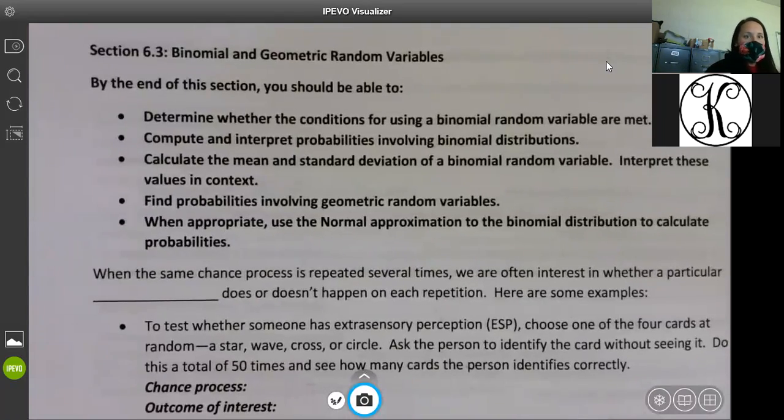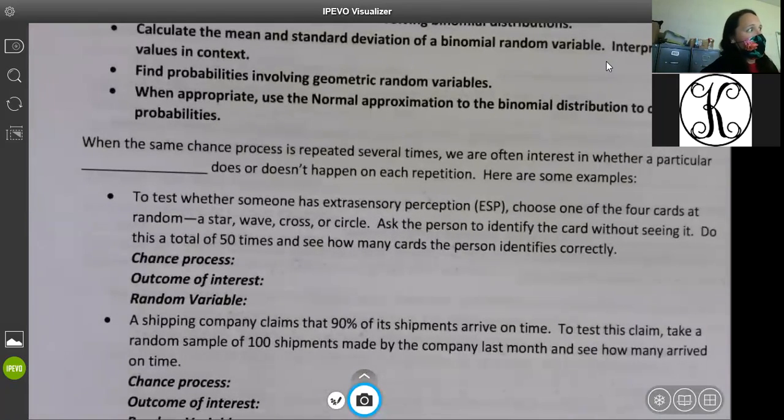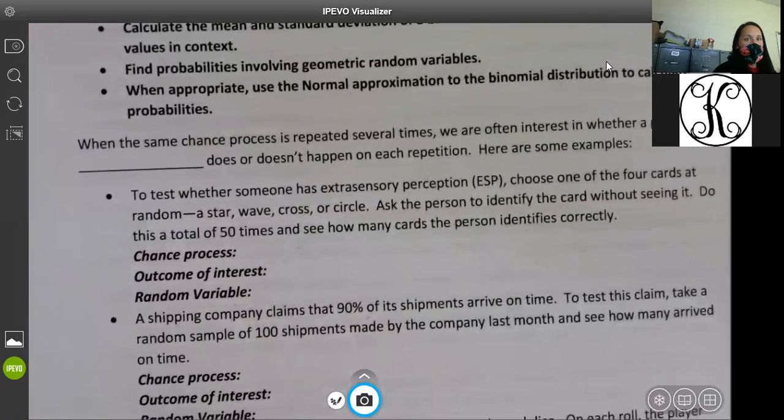All right. So 6.3, binomial and geometric random variables. There is a lot to do today, so it'll probably take us 2 sessions to get it done. We'll see how it goes as to if I fix it or not, but we'll go through and see what happens. It's not very hard. Most of the work that you do today will be calculator wise. All right. So just understand that.